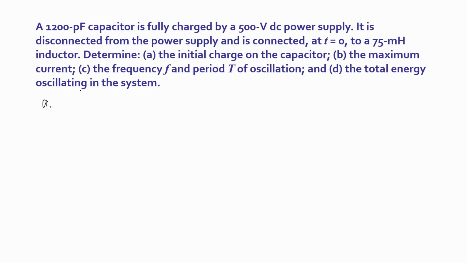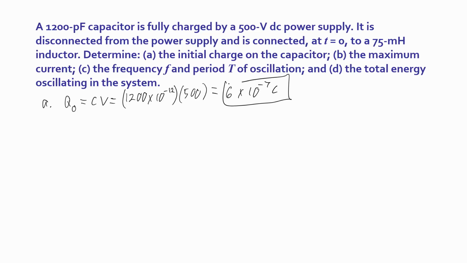So the initial charge on the capacitor, for this case the inductor isn't even hooked up yet, so we could ignore it and we can just use Q equals CV. Now I'm going to use Q naught because that's the notation we're going to be using. So C is 1200, pico is 10 to the negative 12th, and then we multiply that by the 500 volts, and we get an initial charge of 6 times 10 to the negative 7th coulombs.